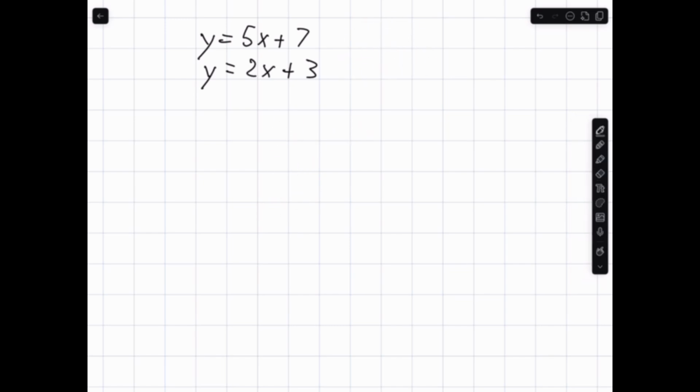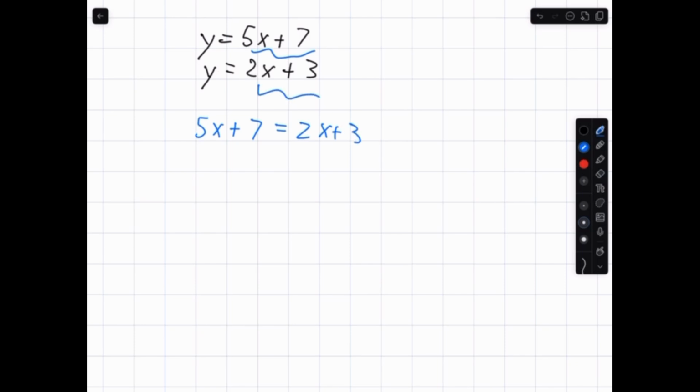This is really easy, right? All we have to do is set them equal to each other. Since these are both equal to y, we can say that 5x plus 7, which is from here, is equal to 2x plus 3, which is from here. Now we solve to find a value of x that works. We can subtract 7 from both sides, because what you do to one side, you must do to the other.